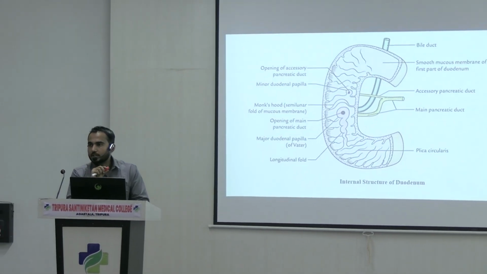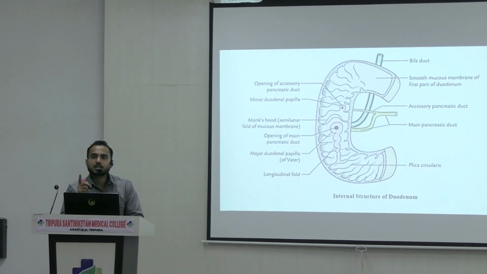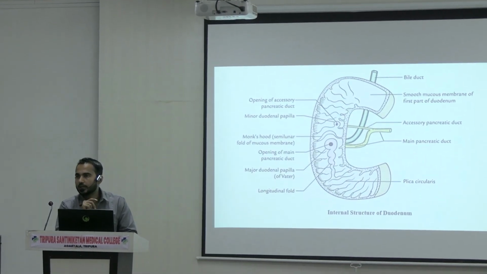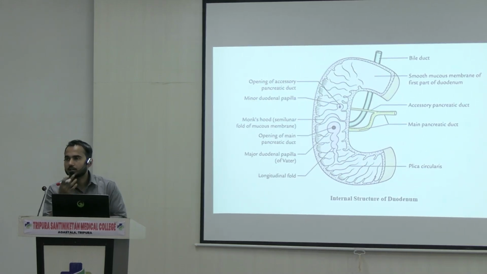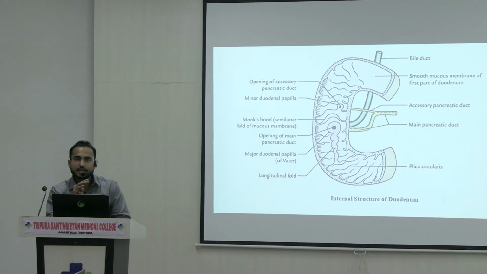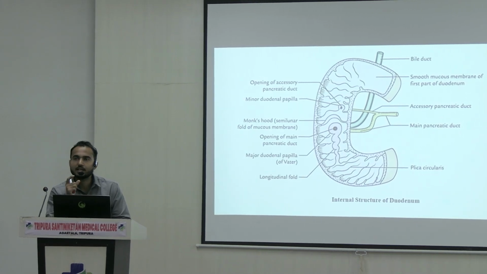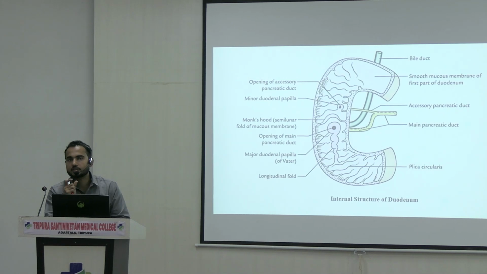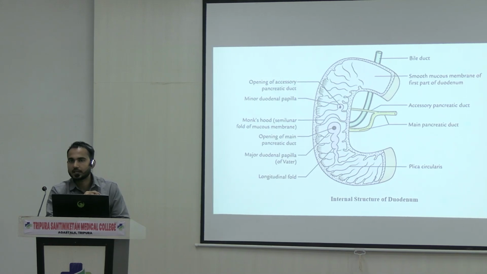Now, if you have studied the internal structure of the stomach, you can correlate. Do you remember you studied the gastric rugae? The mucosa of the interior of the stomach is thrown into irregular folds. These are called gastric rugae. Similarly, in the duodenum, the mucosa is not irregular. There are regularly arranged circular folds, present just after the first few centimeters of the first part of the duodenum, and these are called valves of Kerkring or plica circularis.